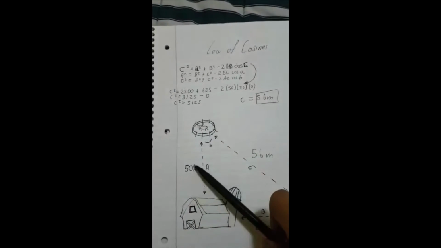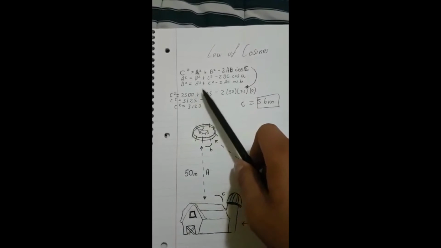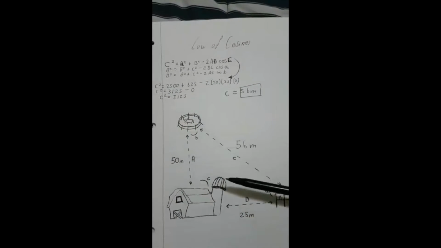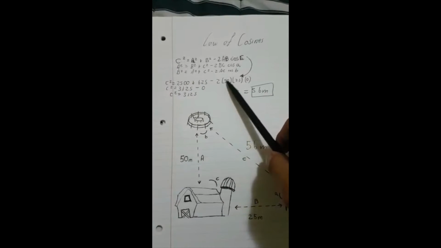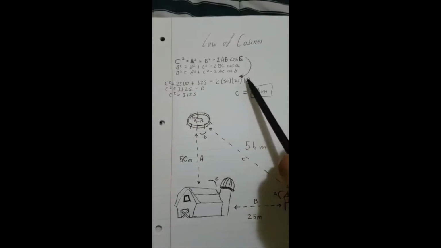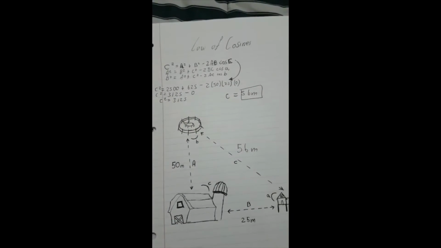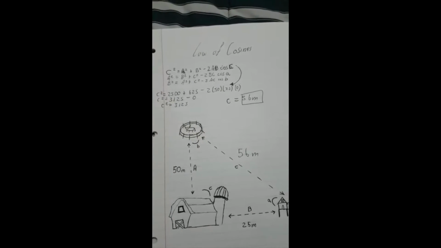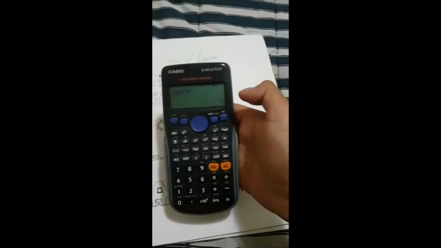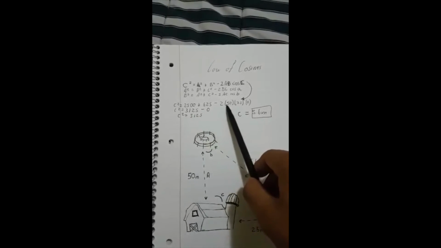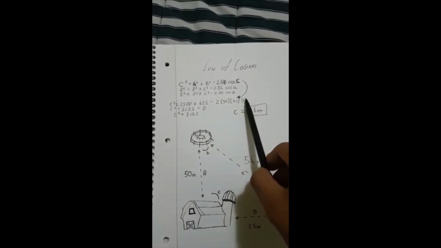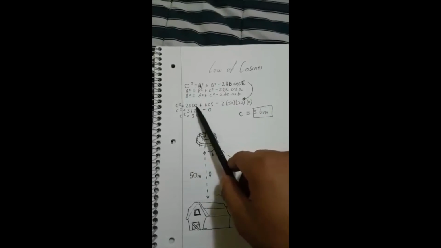The square of A, which is 50 meters, is 2,500. The square of B, which is 25, is 625, minus 2 times 50 times 25 times 0, because cosine of 90 gives us 0 here. Cosine of C, this is a right triangle, so this is 90 degrees. So we do this times this times this times this and it gives us 0. So the sum of this is this.